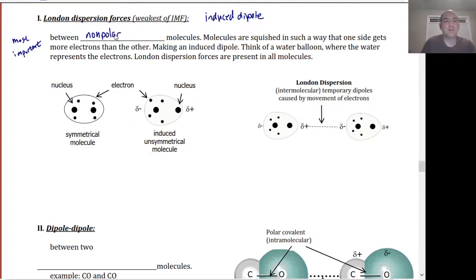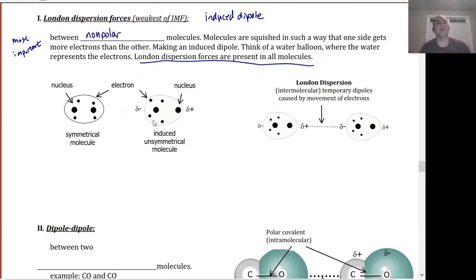And the reason that's an important distinction is because of this last sentence here. London dispersion forces are present in all molecules. So all molecules will have these types of forces, but polar molecules have other, stronger forces that we're going to talk about in a minute. And nonpolar molecules only have these types of forces, these dispersion forces.